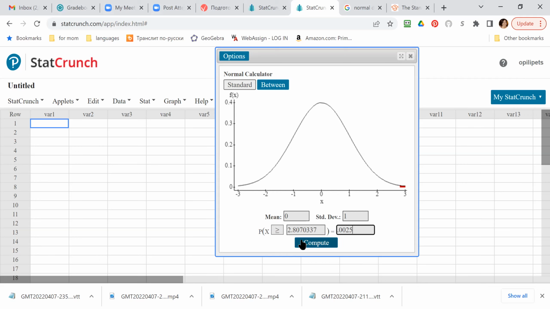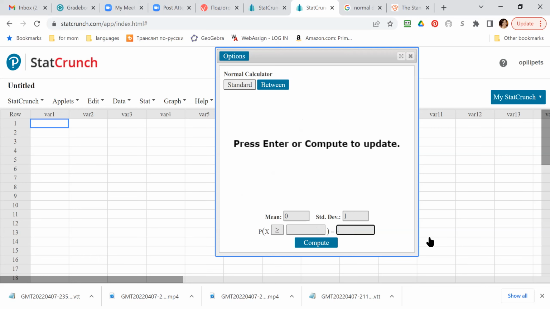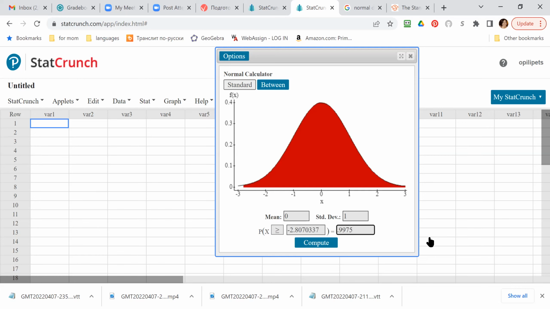And can you guess what would be the value on the left side? We said that the area to the right of that value is 0.9975. And yes, it's a negative 2.81. If that's what you guessed, then you were correct.